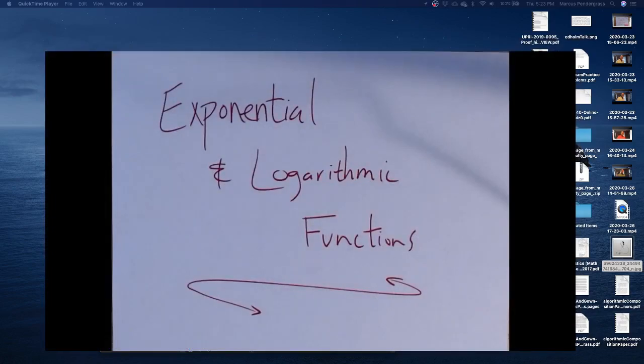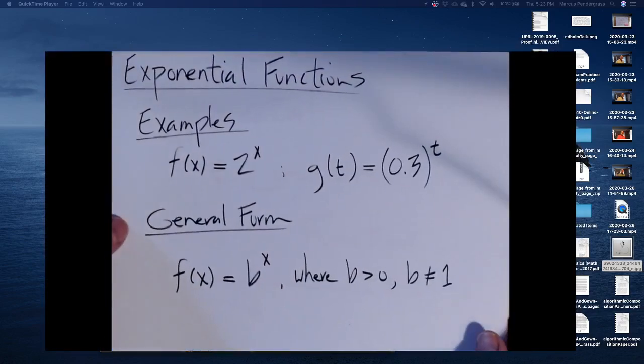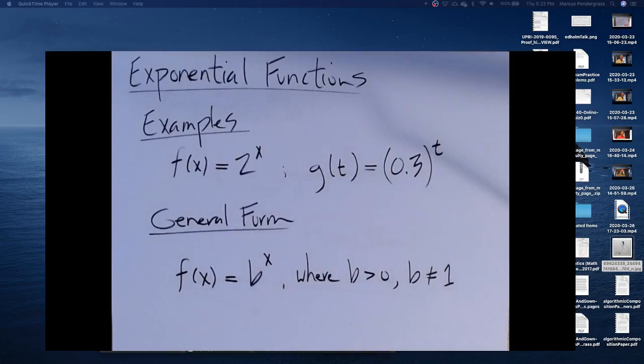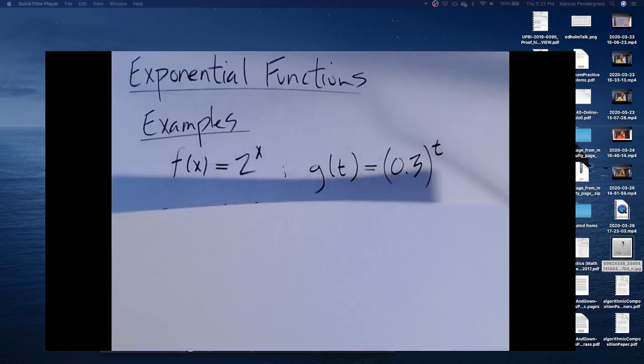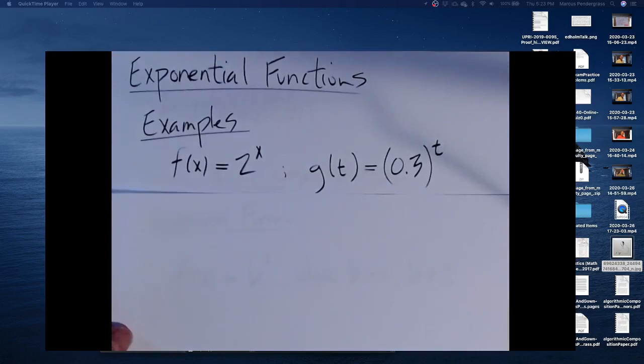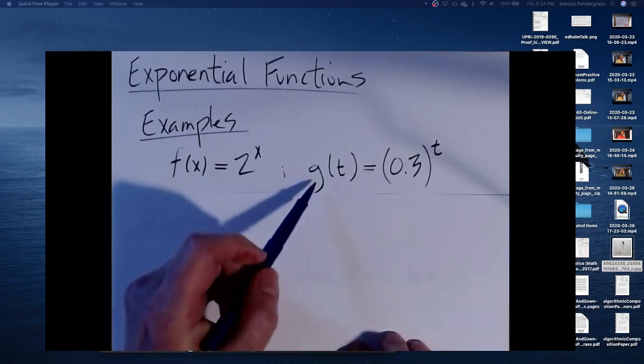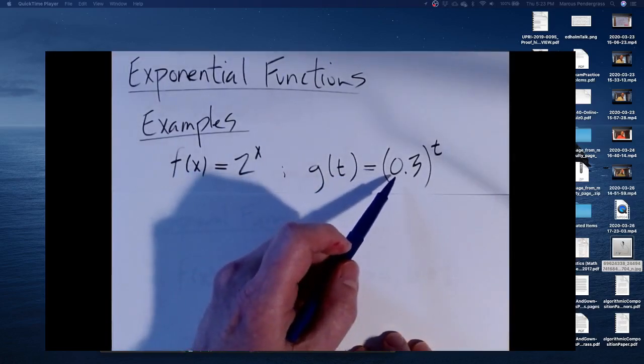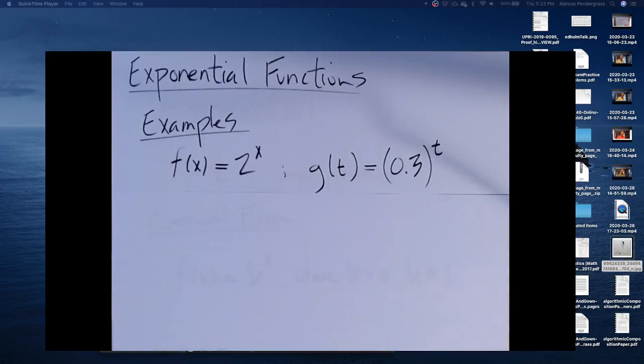The basic idea for exponential functions is, well, we've already had some experience in terms of using exponents, so why don't we think about functions that can be defined that way? So here's a couple of examples. Suppose we have a function f of x that's equal to 2 raised to the x power. That would be an exponential function. Another example would be g of t, which would be 0.3 raised to the t power.